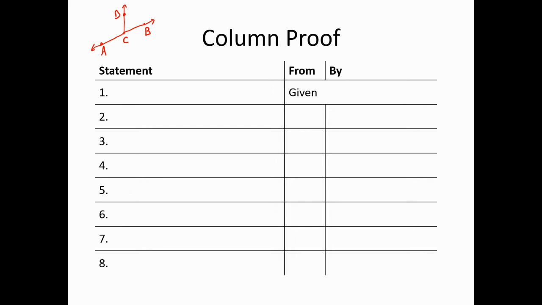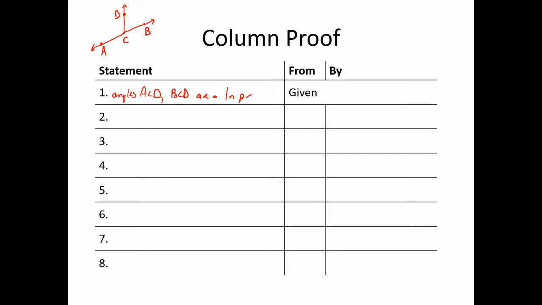Okay, so what's the given here? Then again, a proof always starts with the given. So it's that angles ACD and BCD are a linear pair. Okay, and that is the given. Well, now let's actually develop a proof.